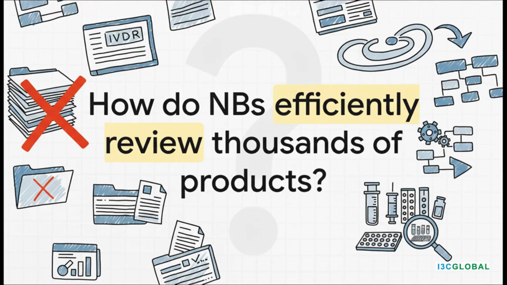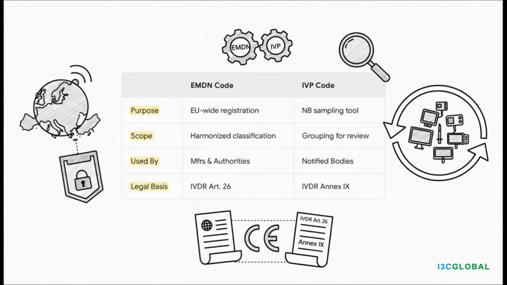If you've got a massive portfolio, reviewing every single technical file for every little variation would be basically impossible. So, thankfully, the IVDR has a pretty smart system to handle this. The whole system works by grouping similar devices. You've got 2 key codes to know.